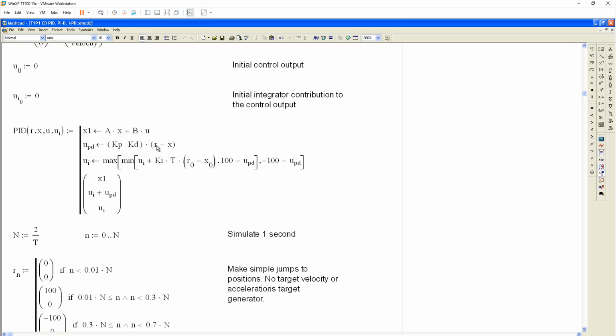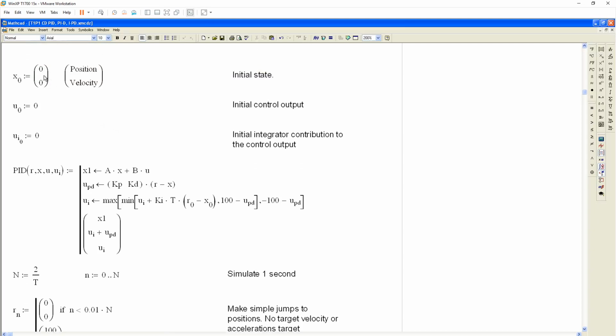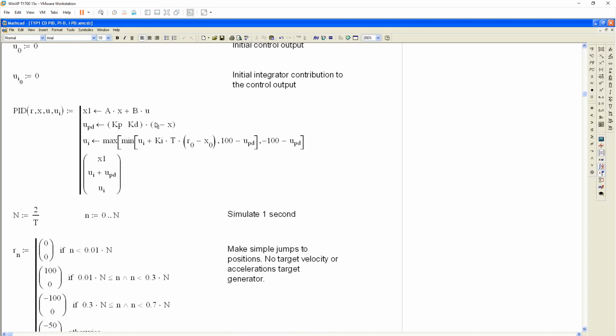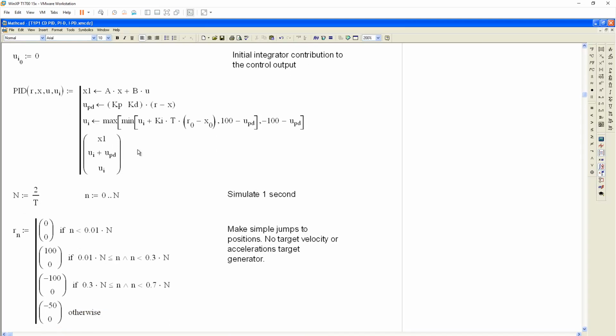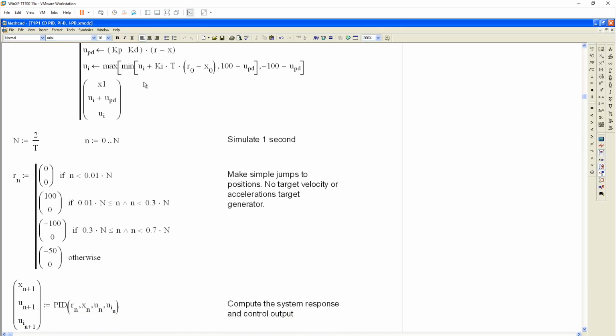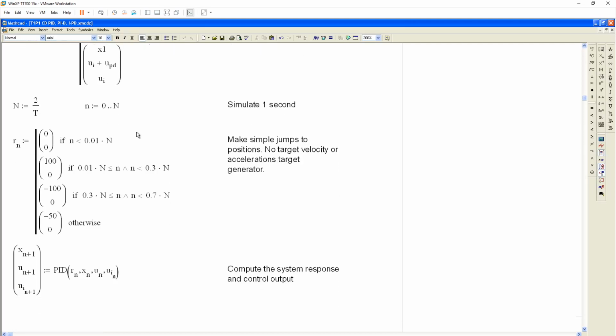These are vectors. So there's a position and velocity in each one of these. This is the equation for the integrator term. So what I have to do is return the new position, x1, and I have to return the total control output, and then the integrator term has to be done separately because I'm keeping track of the integrator term separately.